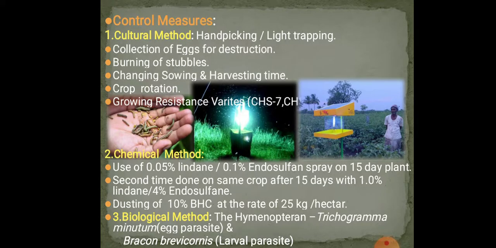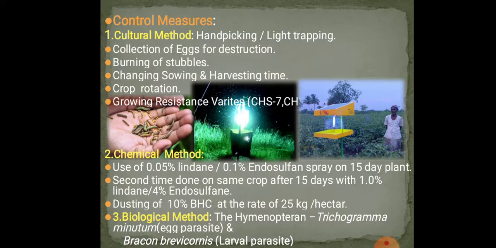Then we see the control measures, how it is controlled. It can be controlled with 3 methods: cultural method, chemical method and biological method. How is it controlled by cultural method? With the help of hand picking or light trapping, collection of eggs for destruction, burning of stubbles, changing sowing and harvesting time, crop rotation and growing resistant varieties.